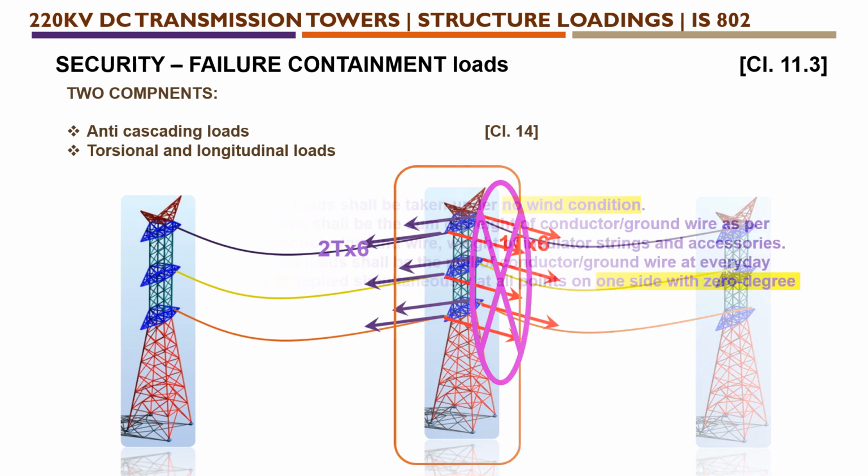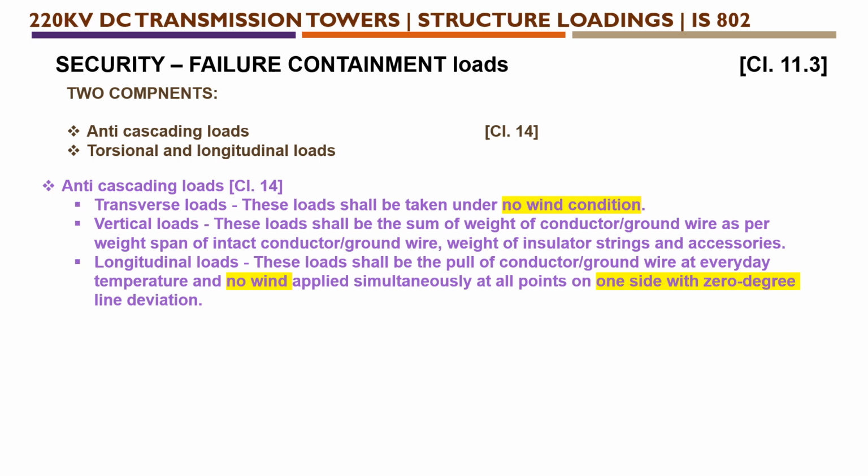So next one is torsional and longitudinal loads. This is nothing but broken wire conditions. So in this criteria, we are going to assume there will be one conductor or one wire that will get broken due to poor material quality.